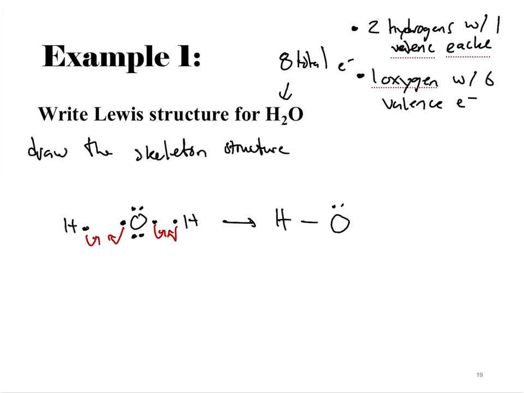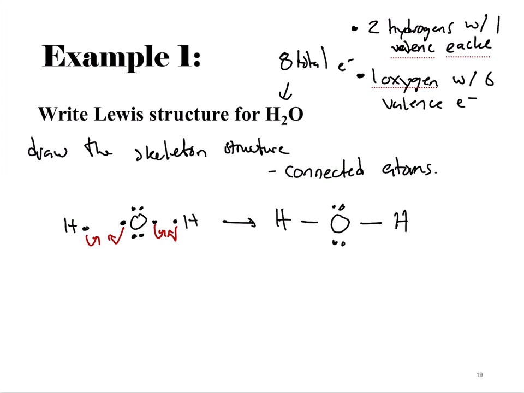So I've connected the atoms. And so now I need to check to make sure that the octet or doublet is satisfied for all the appropriate elements. And if it is, then I'd have a valid Lewis structure for the molecule.